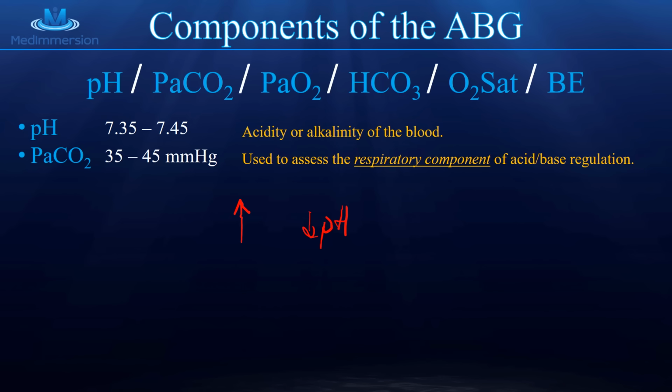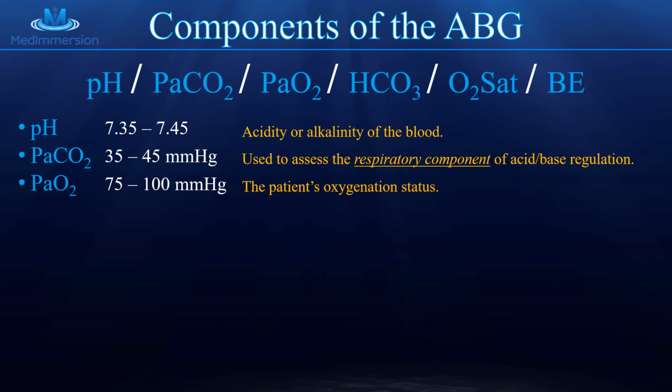The PaO2 is the partial pressure of arterial oxygen, and this is an indirect measurement of your patient's oxygenation status. Now, because this is not talking about hemoglobin, this is just the amount of oxygen that is dissolved in the serum, the liquid portion of your blood.